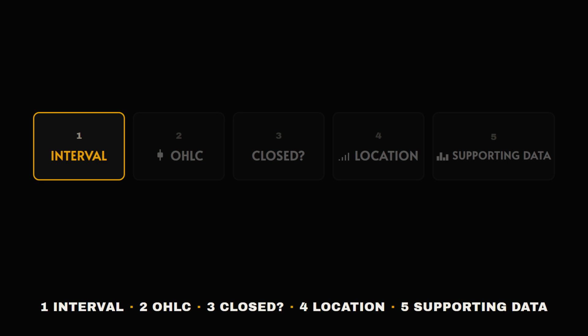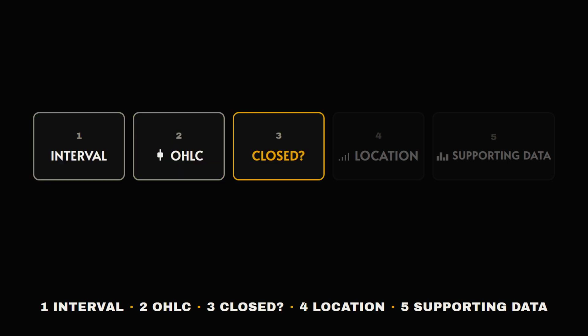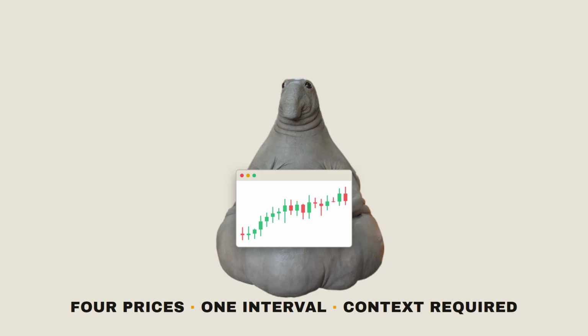Read from facts outward: interval, open, high, low, close, whether it is finished, location, then supporting data. So does it mean anything? Yes, 4 prices inside one interval. Without context, it is still our homunculus wearing trading software.